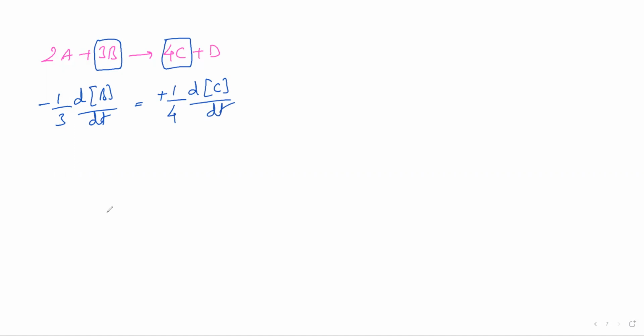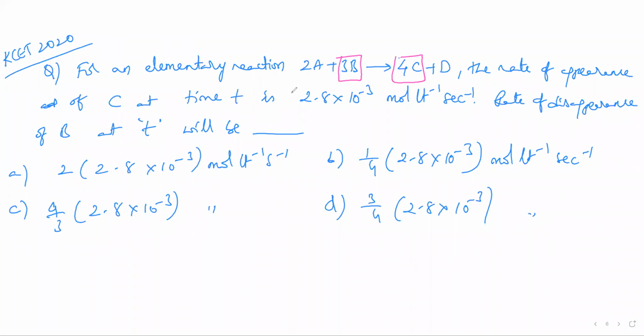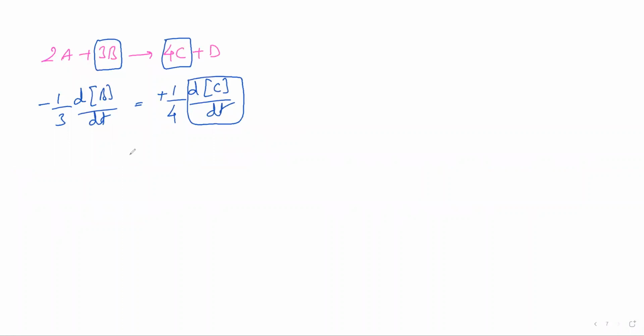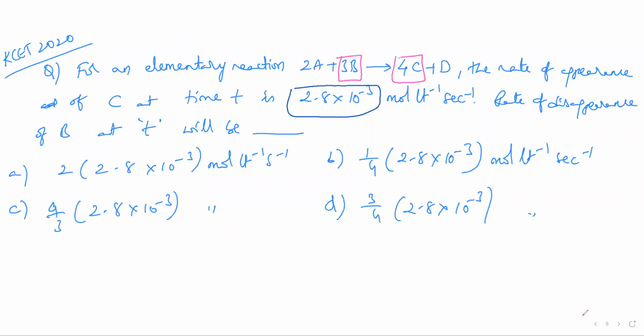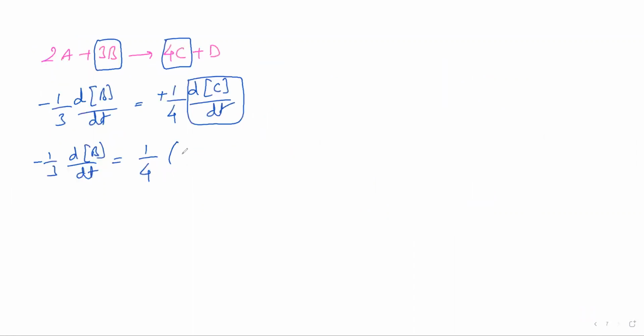Then the rate of appearance of C is given here, that is 2.8 into 10 power minus 3. So this is given. Okay. And what you will get: minus 1 by 3 into d[B] by dt is equal to 1 by 4 into the value given, 2.8 into 10 power minus 3.